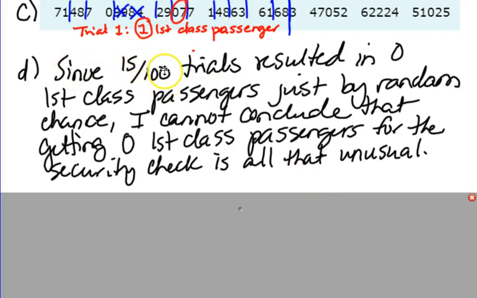So since 15 out of 100 trials resulted in 0 first-class passengers just by random chance, I cannot conclude that getting 0 first-class passengers for the security check is all that unusual. Okay, so I have no reason to think that the first-class passengers are getting preferential treatment. This could have happened. Granted, it only happens about 15% of the time according to the simulation, but it still happens often enough that I don't think that there's preferential treatment going on necessarily.